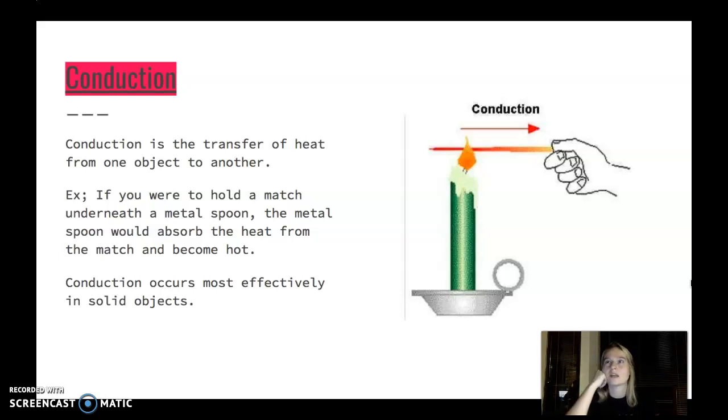But can conduction happen in liquids or gases? Think about that.